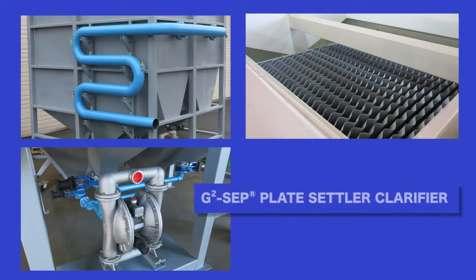Each PEWE GSEP plate settler maximizes settleable solids removal while minimizing chemistry usage. The chassis and vessel are constructed of AISI 304 stainless steel. With the true counterflow plate pack, the GSEP offers the smallest footprint available.